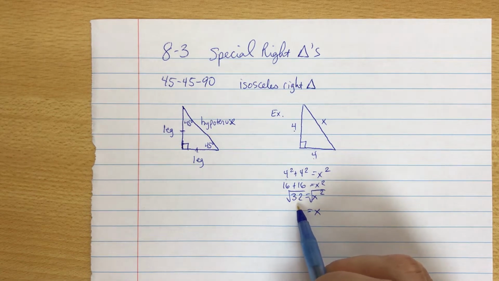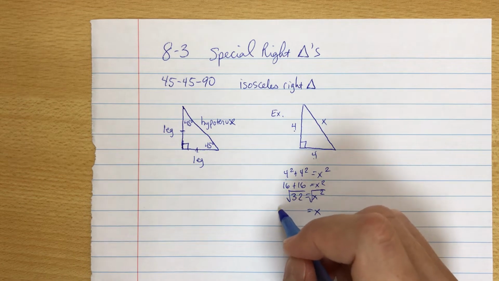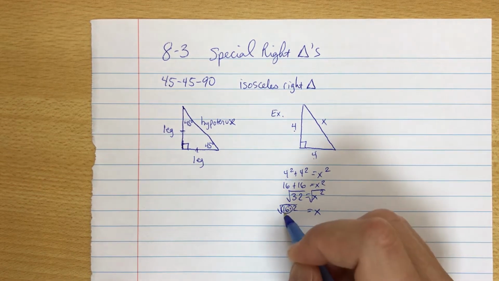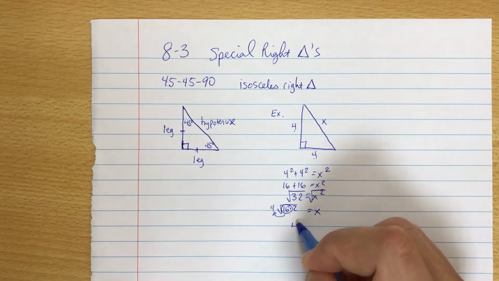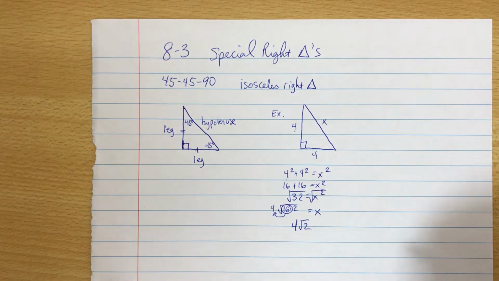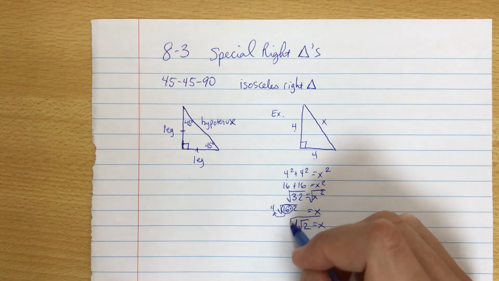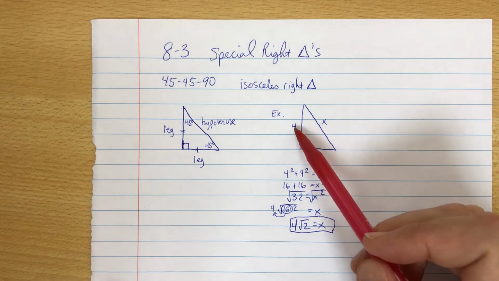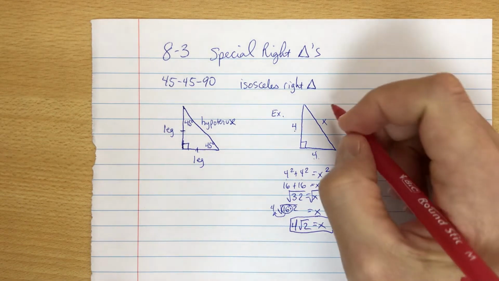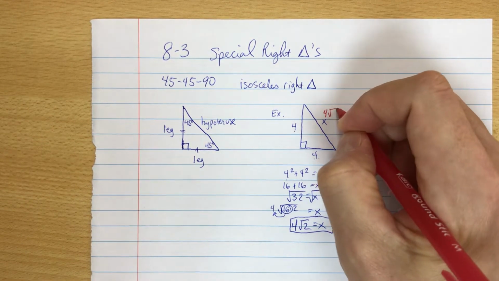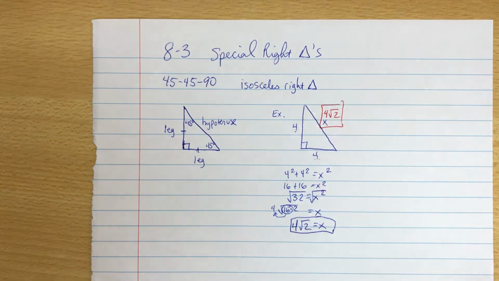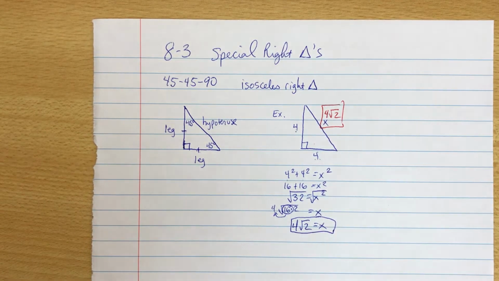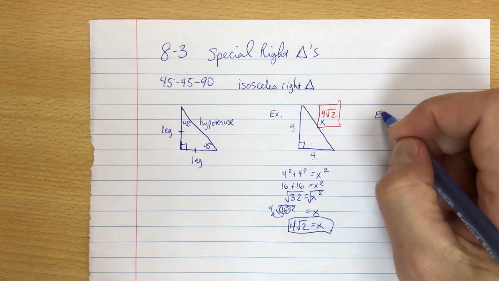That's not a perfect square, but we can simplify it. That's 16 times 2. The square root of 16 is 4, so we pull that out. And the answer is 4 square root 2 is equal to x. Something to notice here is that 4, those are the legs, and the hypotenuse is 4 square root 2. Interesting, they're all 4s.